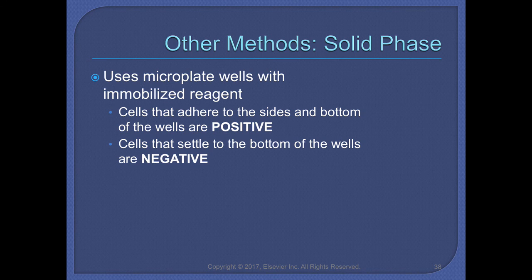In this solid phase red cell adherence method, the antigen or the antibody gets immobilized to the bottom and the sides of the microplate wells. In a direct test, the antibody is fixed to the wells. Antigen positive red cells from donors or patients adhere to the sides and to the bottom of the wells. Antigen negative red cells from the donor or patient settle to the bottom of the well and form a red cell button after centrifugation. So that is for direct testing.